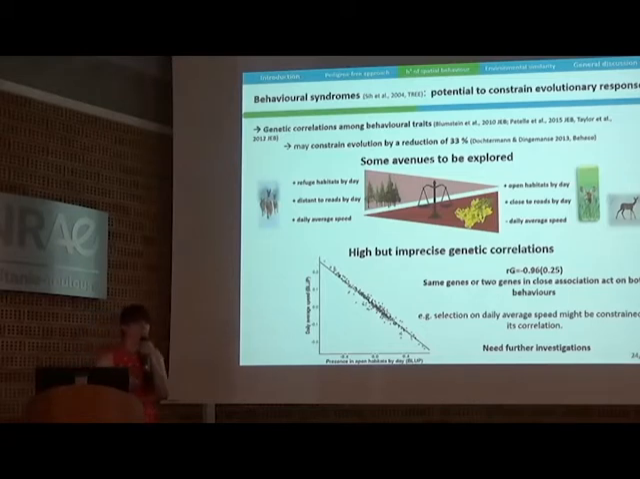So it means that the same genes, or two genes in close association, are going both to act on the behavior. And it also means that if selection acts on daily average speed, it might be constrained by its correlation with other behavioral traits. Yet, for the moment, we need further investigation to understand if those kinds of genetic correlation can constrain the response to selection.